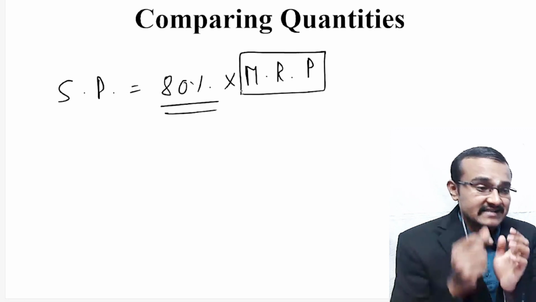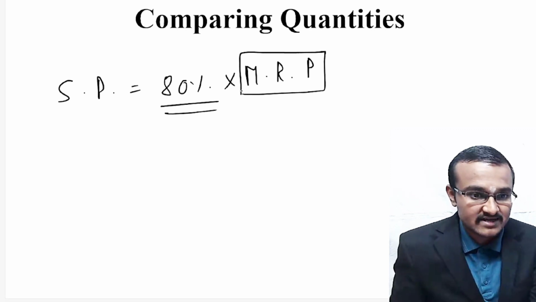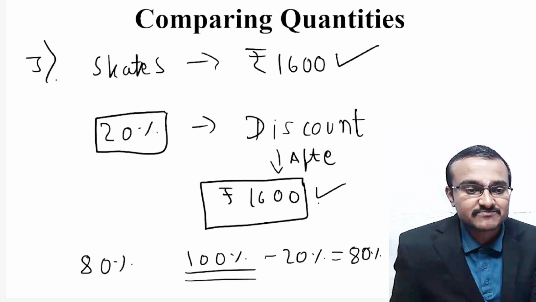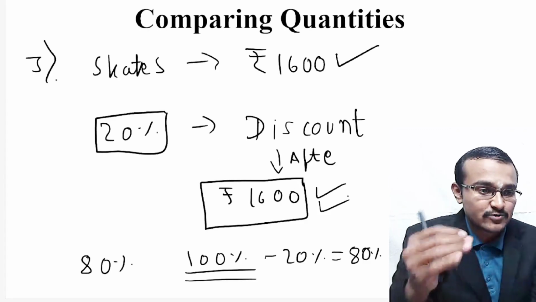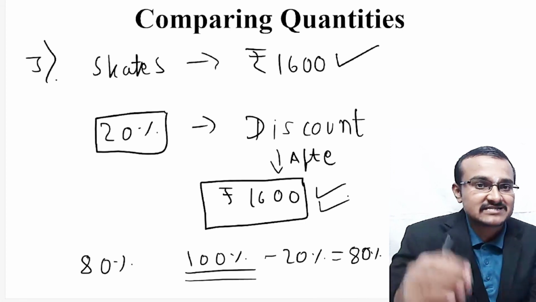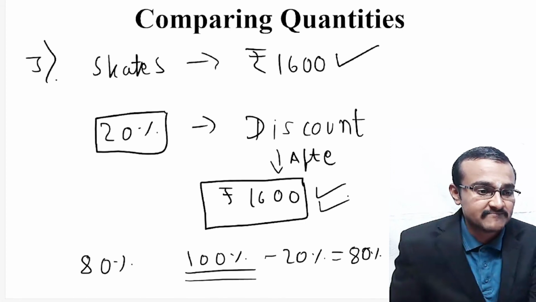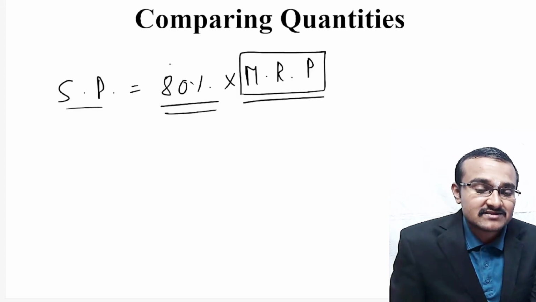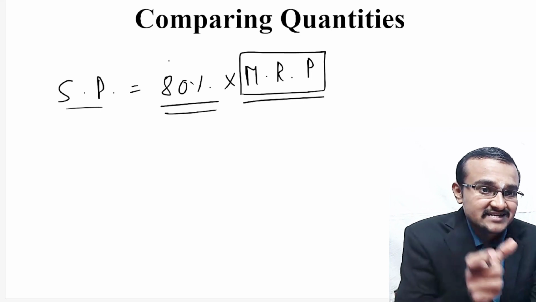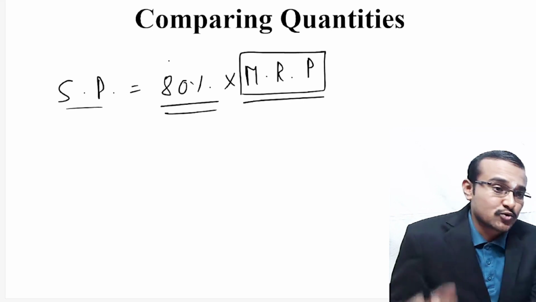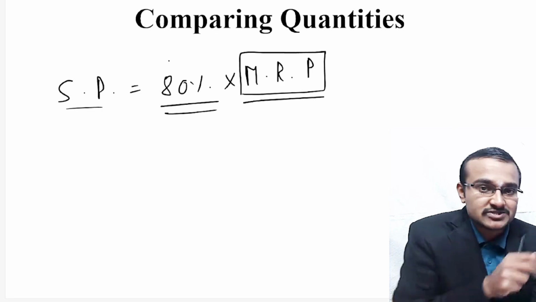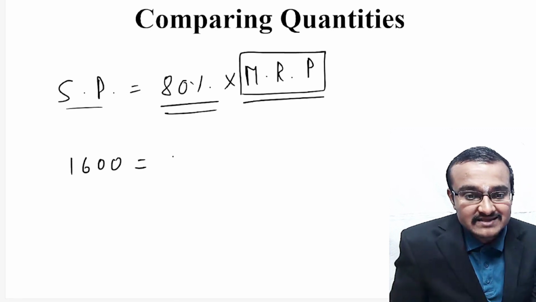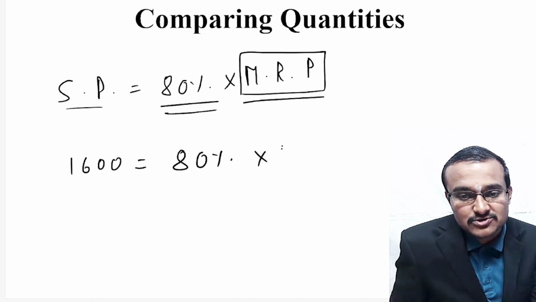Now you should find that total market price. So what is the selling price? Selling price is 1600, because he has got this pair of skates for 1600 after 20% discount. That means he has paid 80% of the total money. The total amount for these skates is MRP, and the amount which he has paid is just 80% of MRP to make it 1600. So sales price is 1600, which is the 80% of MRP.